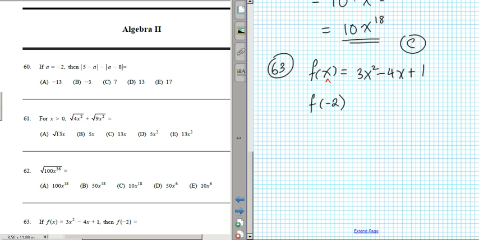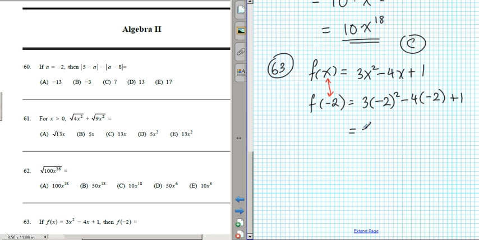this is x right here, and this has -2. So what is it asking you to do? It's simply asking you to substitute wherever you have x on the right side, substitute it with what? -2. So here you're going to have 3 times -2 squared minus 4 times -2 plus 1. Okay, just substitute the -2 for x.